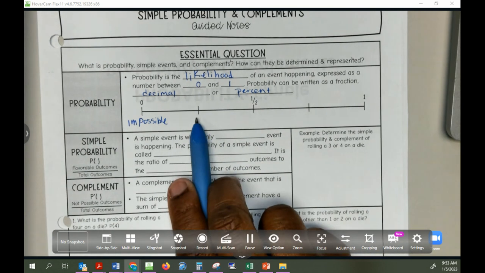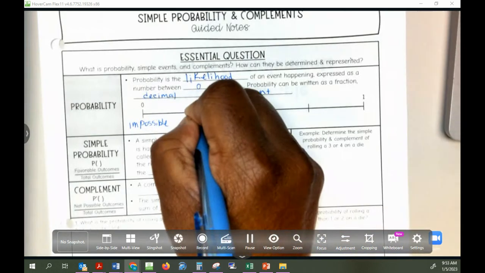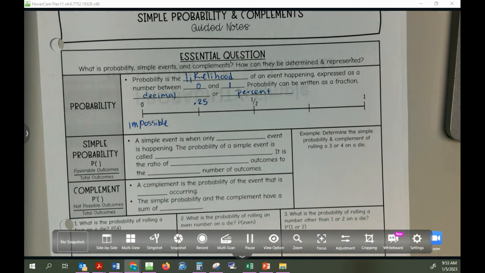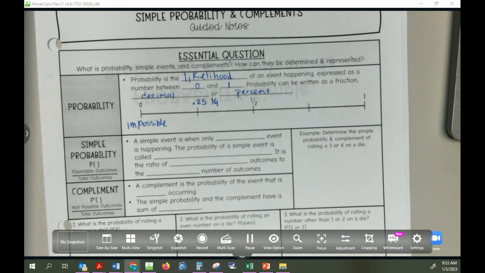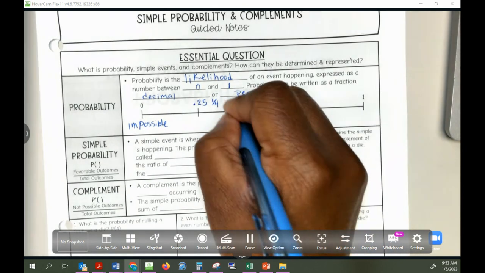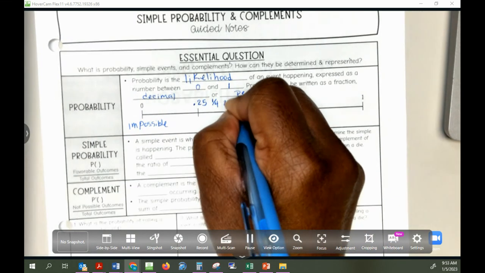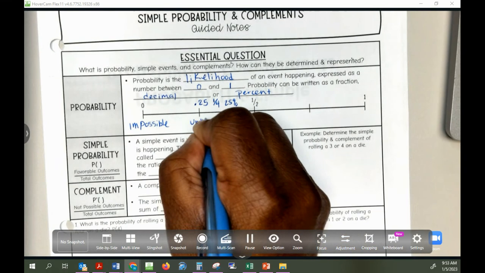Now, if it's in between, that means maybe it's like a 25% chance, or 0.25 as a decimal. If we wrote it as a fraction, it'd be a fourth of a chance. And what would that be as a percent? Exactly. 25% chance of happening. That means that it's kind of unlikely.